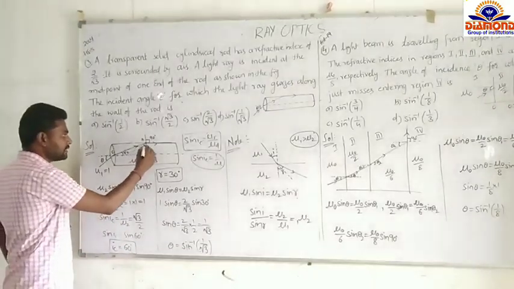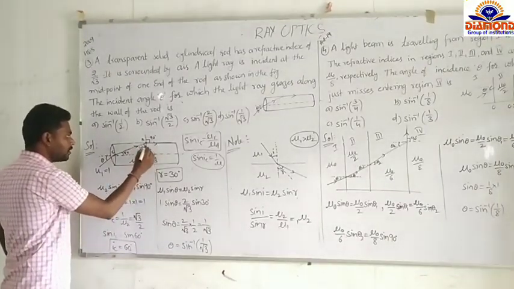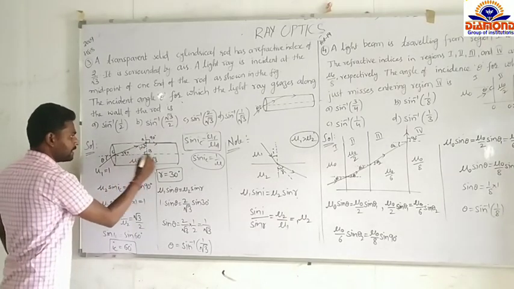So now here we got 60 degrees. Suppose consider this is the A, and now extend this normal up to the axis of the cylinder.